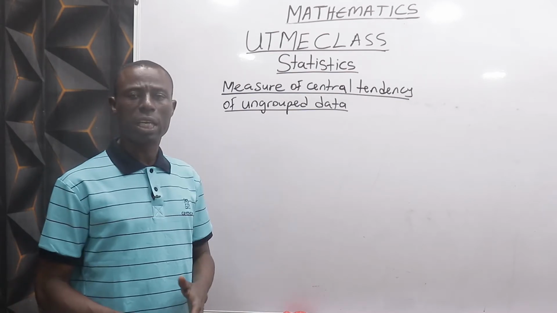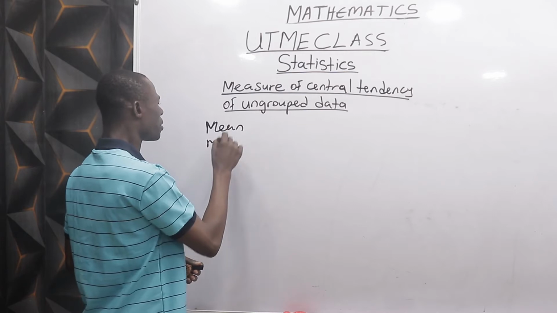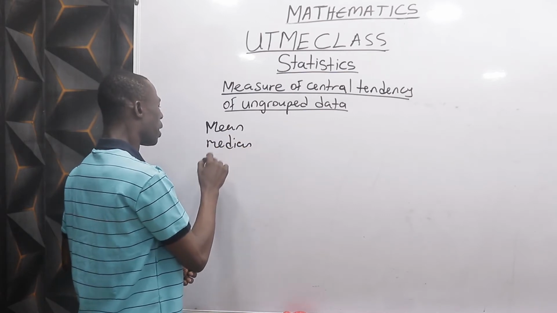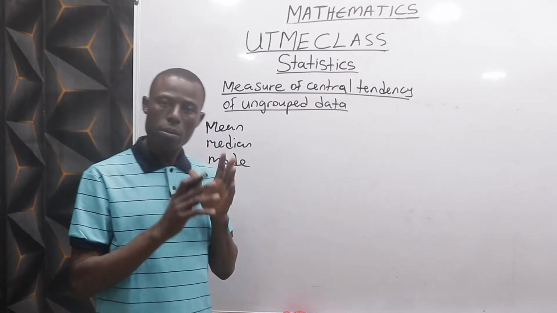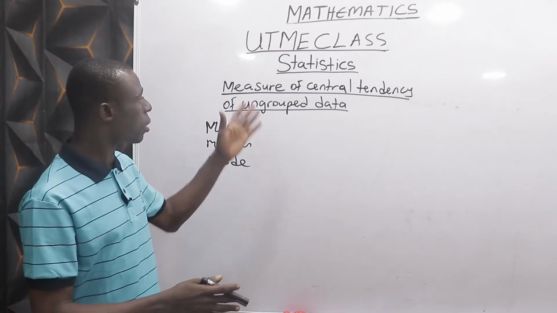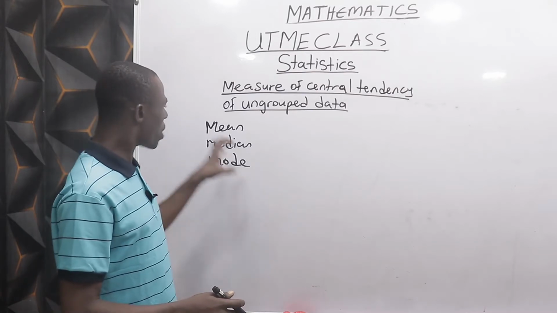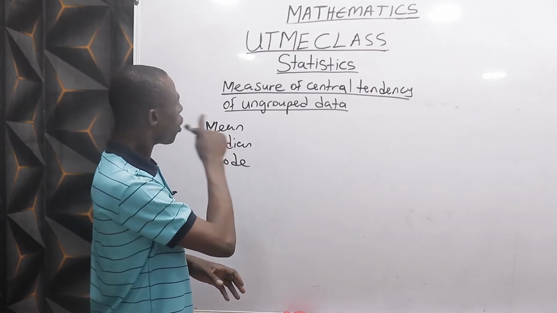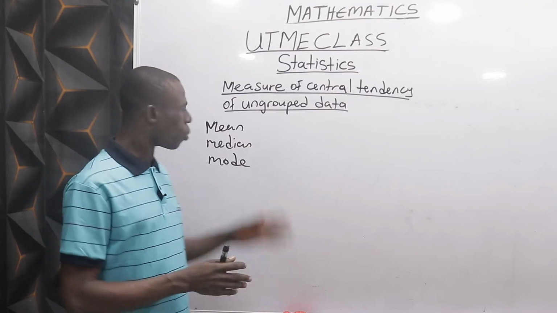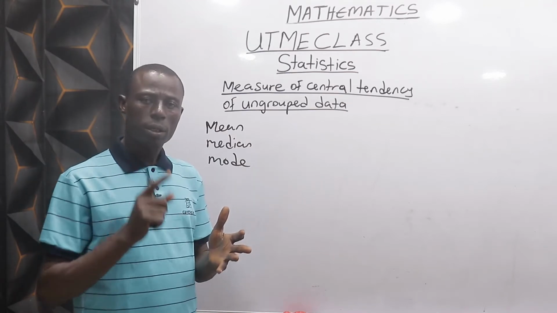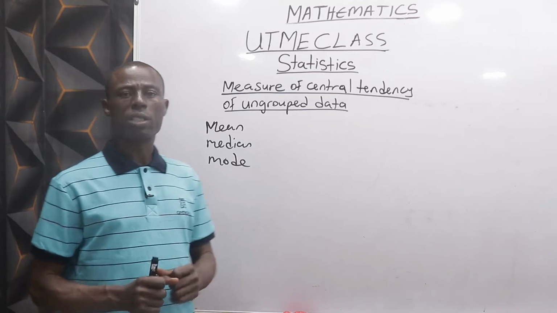Measure of central tendency includes mean, median, and mode. These are the regions of measure of central tendency, which we otherwise know as measure of location. So we want to look at measure of central tendency under ungrouped data. Even in the ungrouped data, we are going to look into them with tabulated data and untabulated data. Let's start with tabulated data.